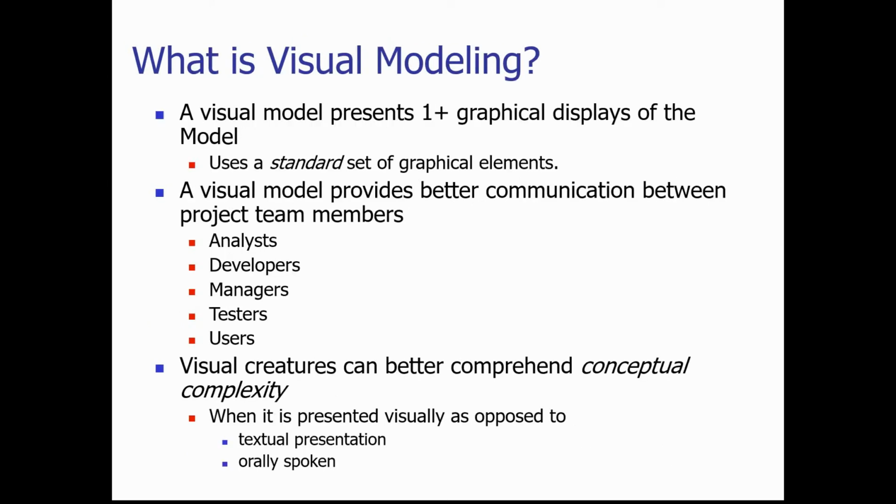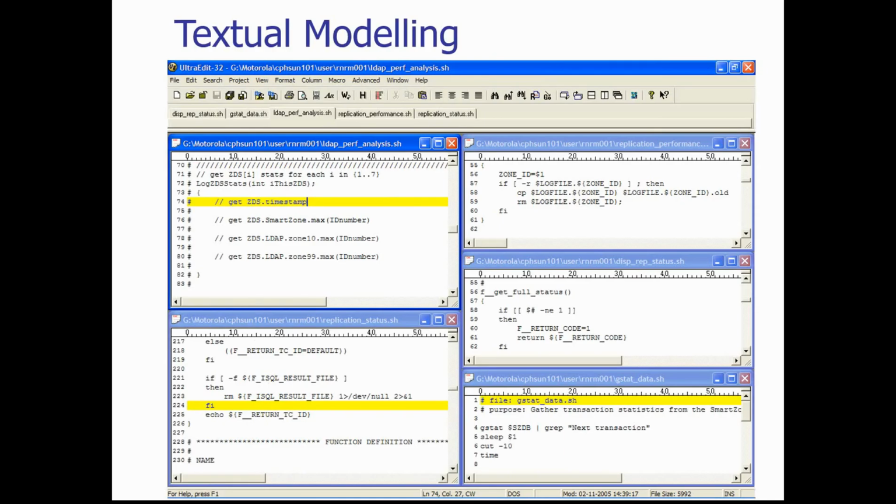And we know that the models we are dealing with are all visual models. There are two kinds of model. One is the textual model. For example, the source code is a textual model, and the class diagram is a visual model.